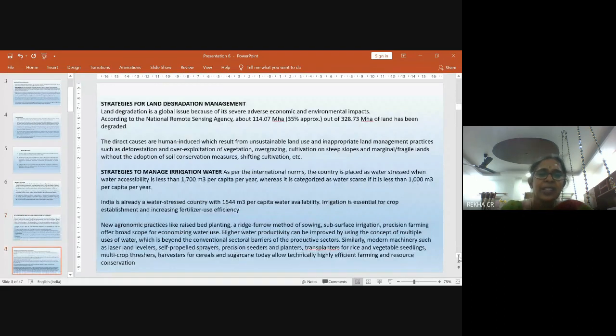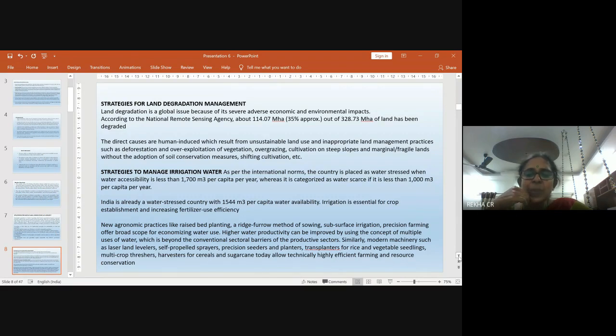So what are the strategies for land degradation management? See, land degradation is a global issue because it causes adverse economic and environmental impacts. So the direct causes are anthropogenic, which result in unsustainable land use and inappropriate land management practices, such as deforestation, overexploitation of vegetation, overgrazing, cultivation on steep slopes without the adoption of soil conservation measures, shifting cultivation, etc.